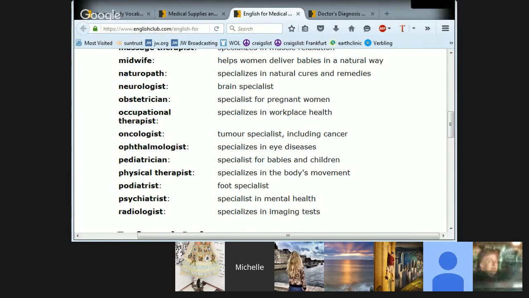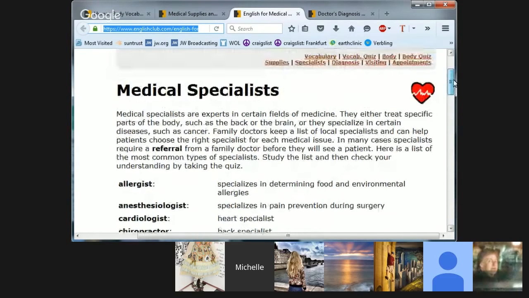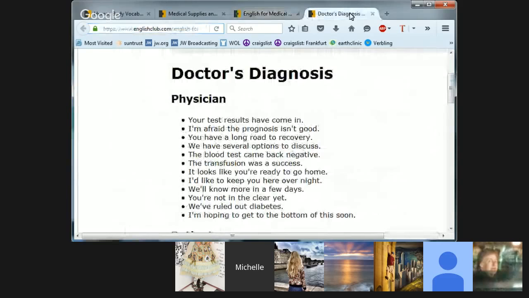And I'm going to give you also the link to this list of medical specialists, the vocabulary there. All right, so let's practice now giving a diagnosis.